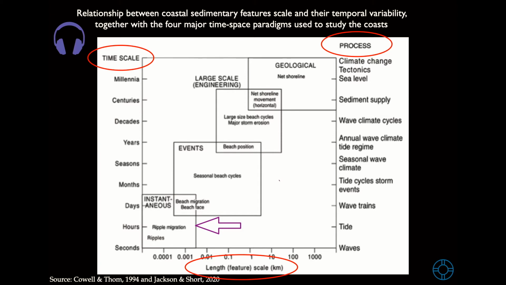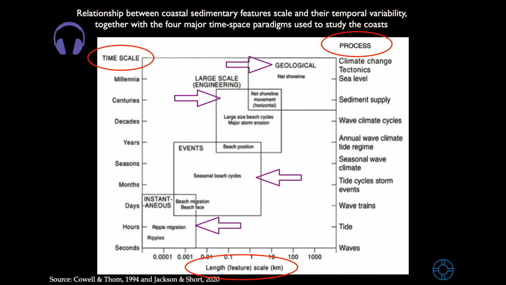Then, the event time-space scale is in this one, where the investigations about seasonal beach cycles are taking monthly to annual timescales, considering some regional spatial scale and react to seasonal wave climate processes. The next one is the engineering large scale, where investigations range from years to decades and maybe centuries timescales regarding processes that include sediment supply and long-term wave climate cycles. Those investigations also deal with larger spatial scales.